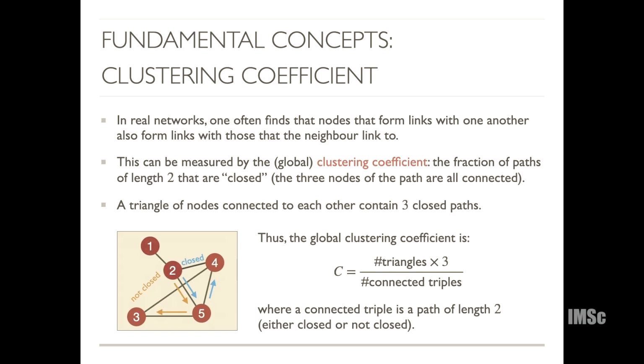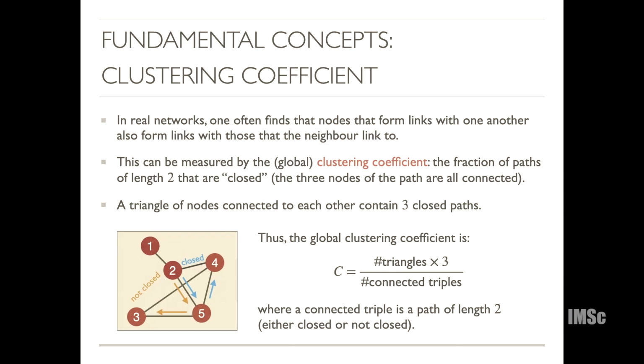Essentially, if you look at the fraction of paths of length 2 that are closed, that's how you can calculate it. Let's look at this example over here. This is a path of length 2, going from 2 to 5 and 5 to 4. I say that it's closed if there is also a link going from 4 to 2 as well. So here, this is closed.